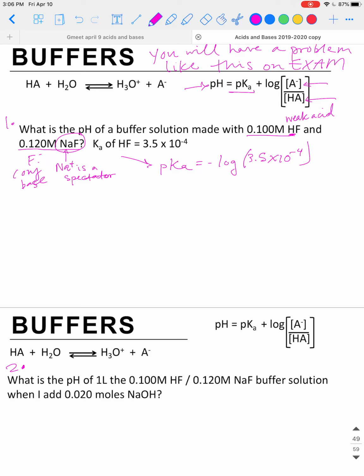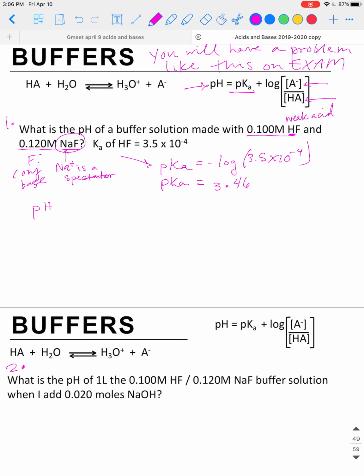What do you get when you do this? I actually need to solve for that. So plug this into your calculator. Negative log of 3.5 times 10 to the minus 4. And I got that pK equals 3.46 if you round. Okay.